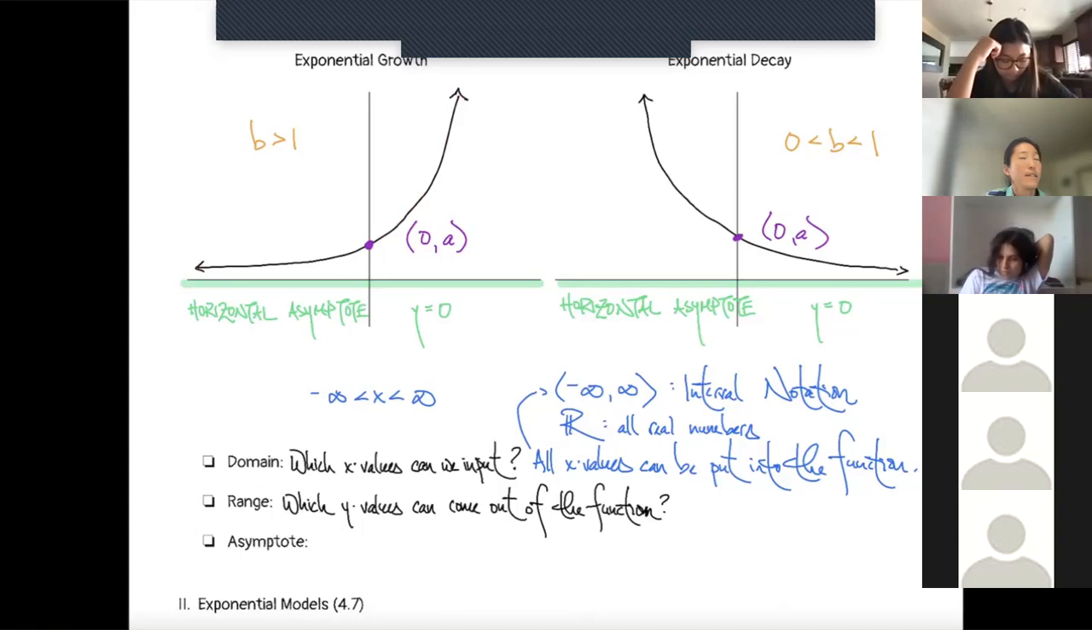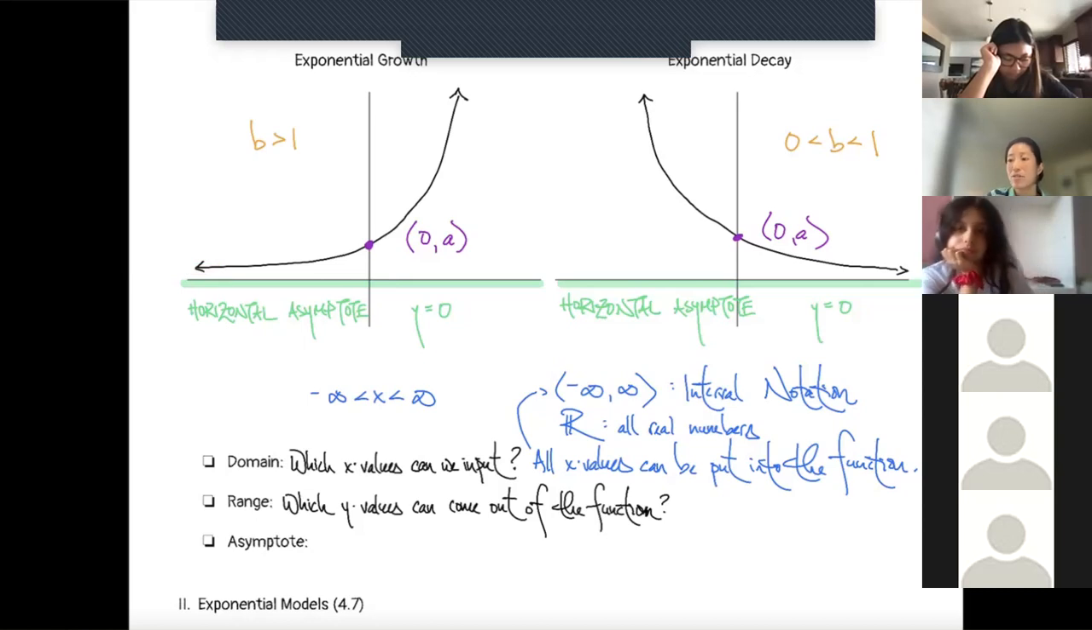But everything that we see in that red, all of that's positive, right? Can we get a y value of 0? No. That is correct. We cannot get a y value of 0 because in fact, this part right down here, it's going to get closer and closer and closer, but it's not actually going to get to 0. Okay.